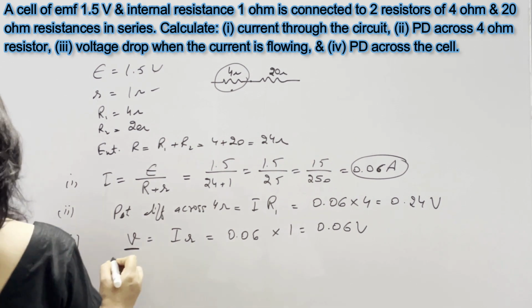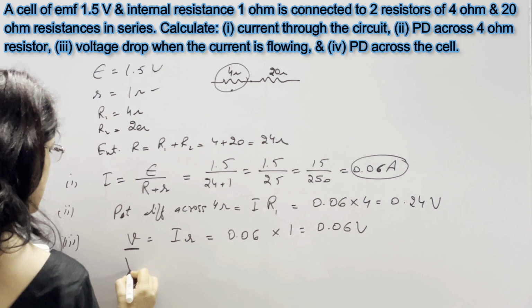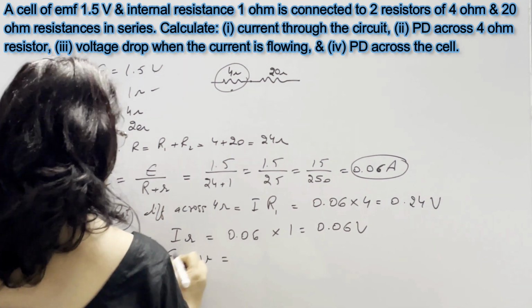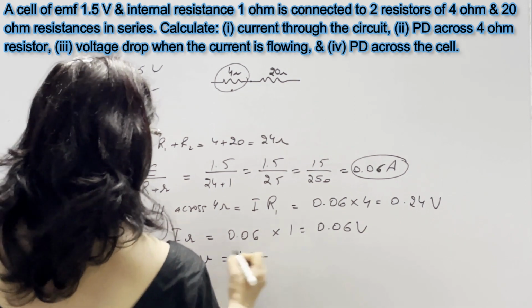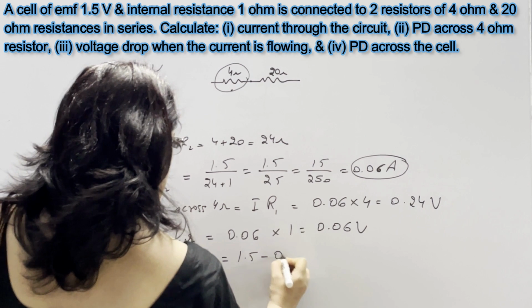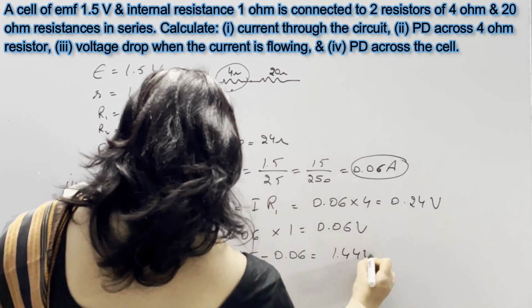Now the fourth part, potential difference across the cell. The potential difference across the cell, V, is equal to EMF minus small v. Now EMF is 1.5 minus small v, which is current into r, and we have just calculated 0.06. It means this is 1.44 volt.